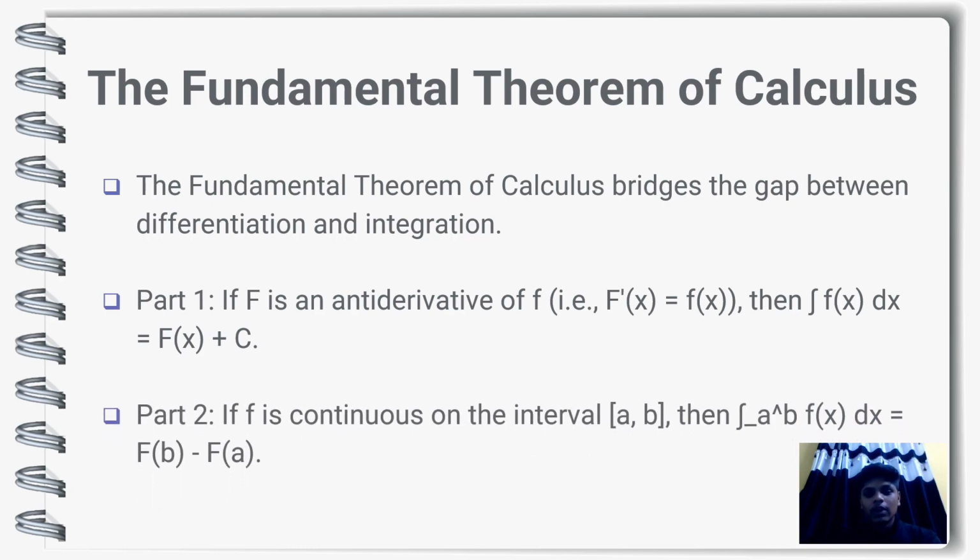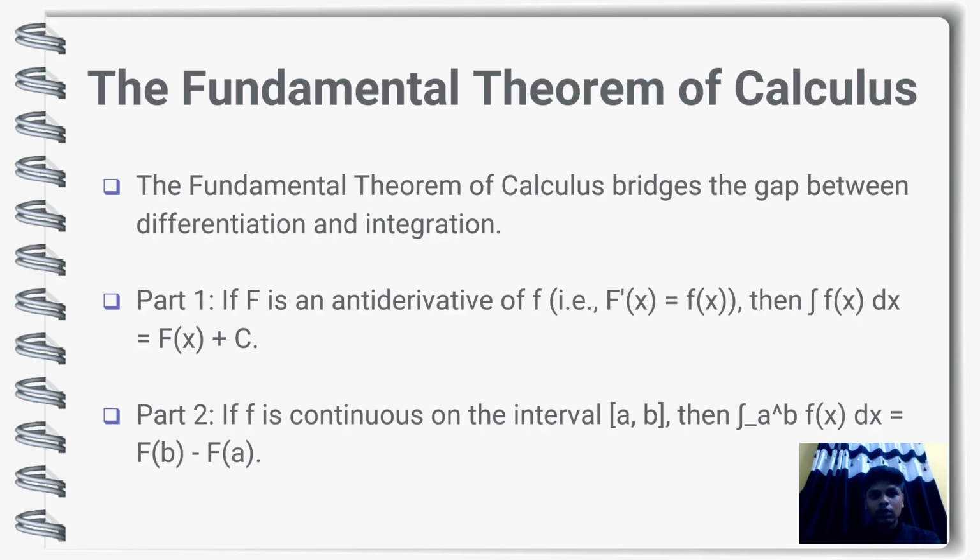Next, part 2. If f is continuous on the interval a b, then integration from a to b of f of x dx is equal to F of b minus F of a. Part 2 shows us how to calculate the definite integral of a function over a specific interval. These definite integrals represent the net change or total accumulation of the function's value within that interval.